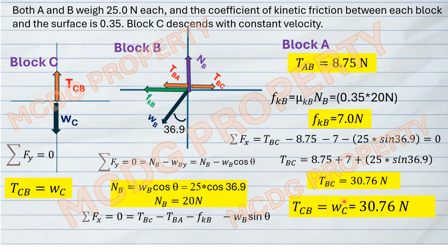Hence, since TBC is equal to TCB, therefore TCB will be 30.76 newtons, and that is equal to the weight of block C.